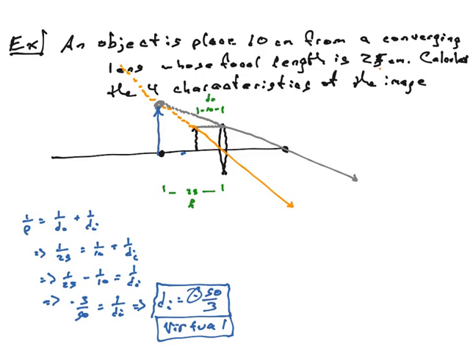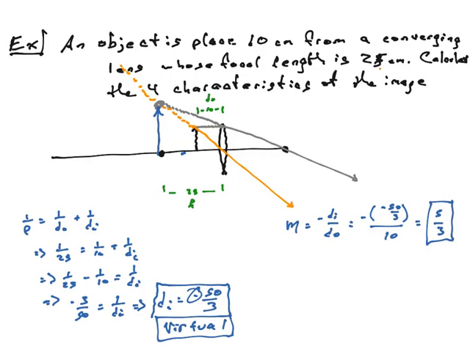I need two more. Now I look at magnification. Magnification is minus di over do. Okay, so negative, what's the image distance? Negative 50 over 3. Divided by, what's the object distance? 10 centimeters. So, what do we have? We get positive 5 over 3, I believe. There's my magnification.